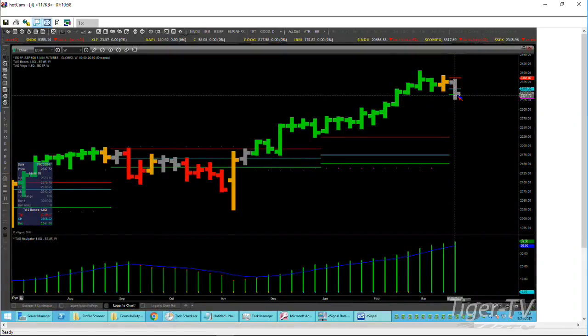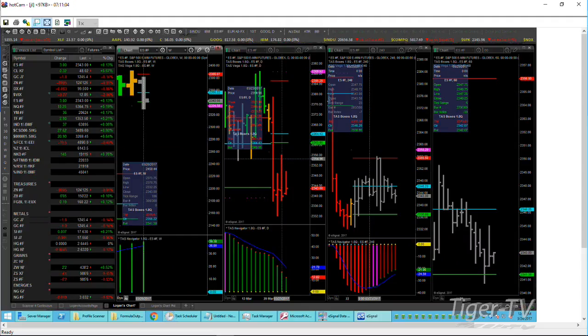Around this 23.41 area right now, I don't see a lot of edge in trying to buy that. I think this is a wait and see. Let's wait for a weekly close. And that's the way I'm looking at this.